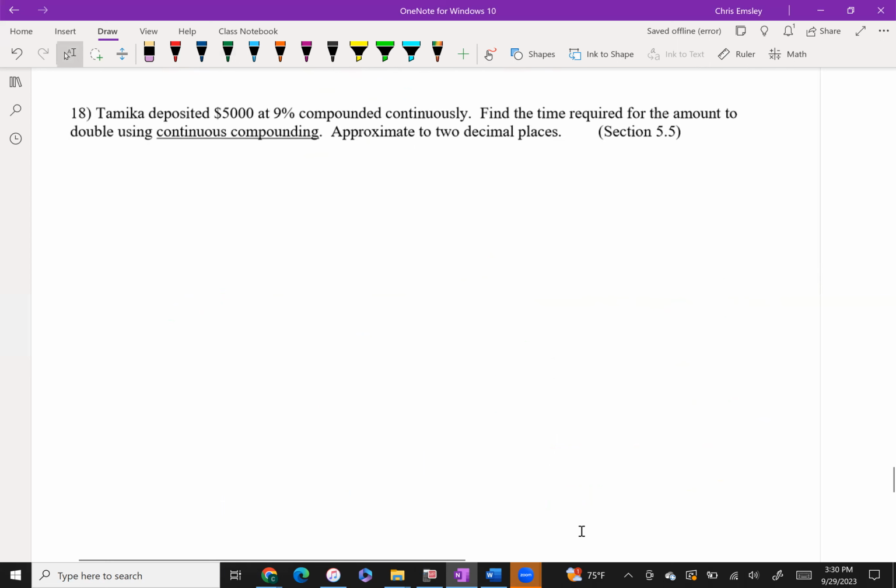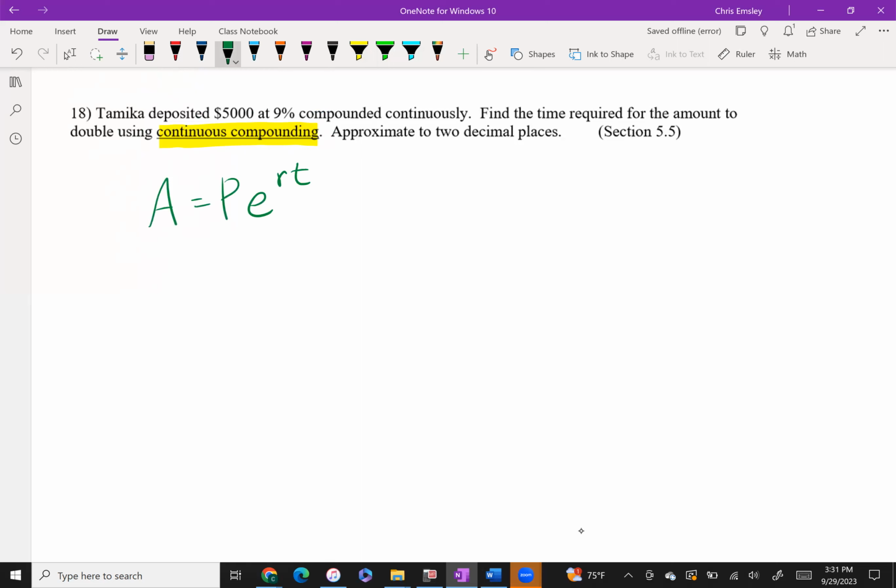Number 18, Tamika deposited $5,000 at 9% compounded continuously. Find the time required for the amount to double using continuous compounding. So again, we have two compound interest formulas for continuous compounding. We want to make sure we're using this one with the E in it. Fill in what we know.